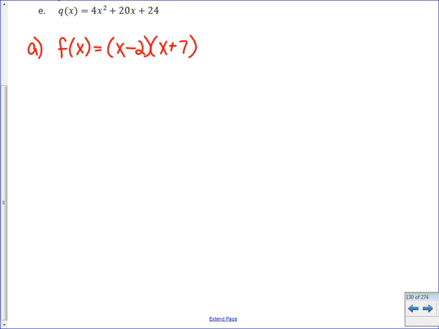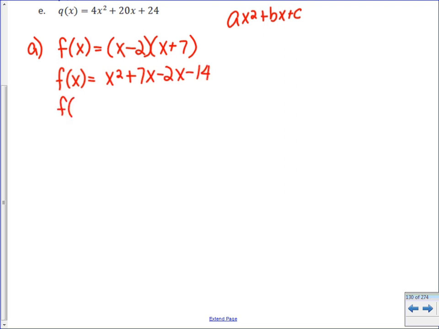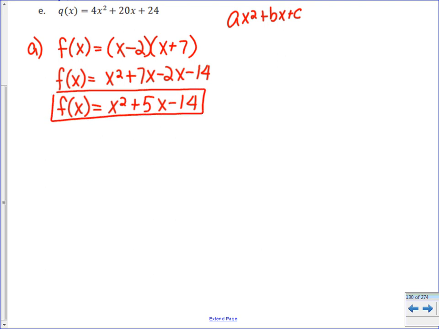The very first thing I want to figure out is, is my parabola going to open up or down? The very first thing that I would need to do is get my quadratic equation in standard form. Standard form is ax squared plus bx plus c. When it is given to us in factored form, we're going to have to double distribute in order to find out what my equation is. So f(x) here is equal to x squared plus 5x minus 14. That is my quadratic equation in standard form.